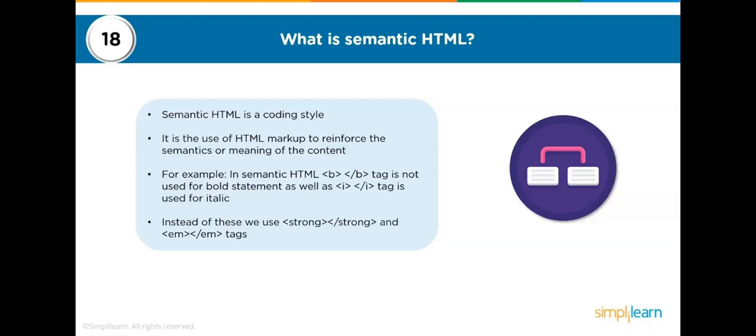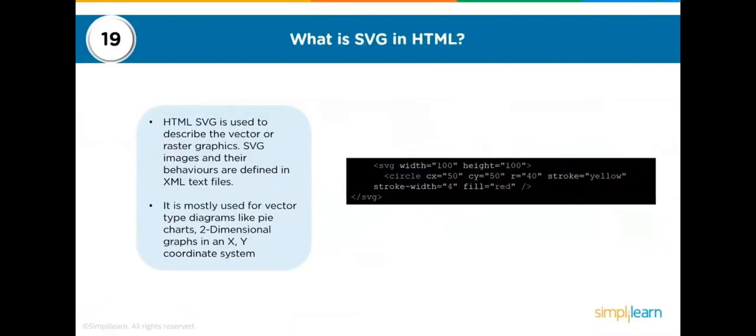Now followed by the 18th question, we have our 19th question. What is SVG in HTML? HTML SVG is used to describe vector or raster graphics. SVG images and their behaviors are defined in XML text files. It is mostly used for vector type diagrams like pie charts and two-dimensional graphs in an XY coordinate system.